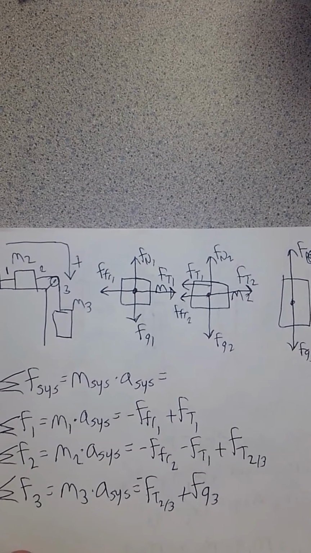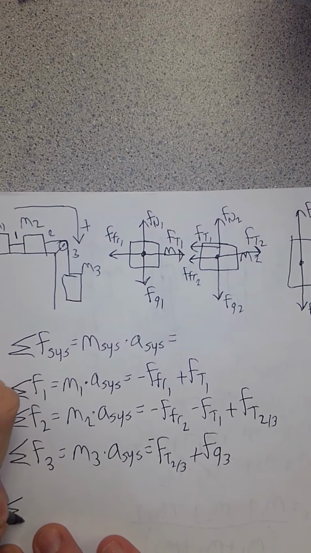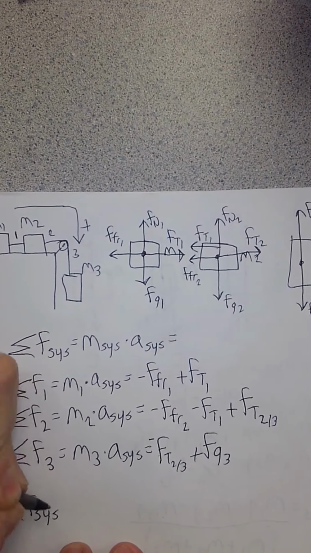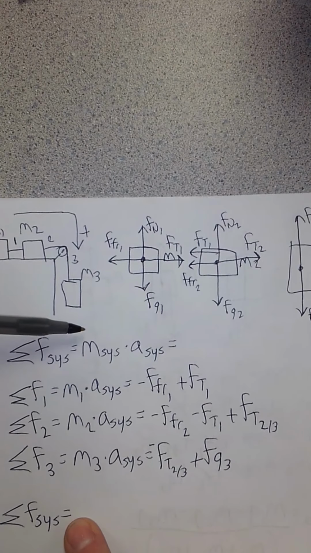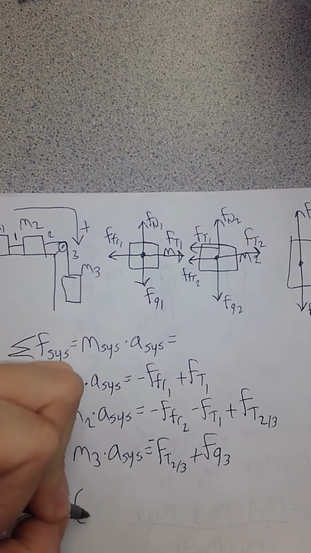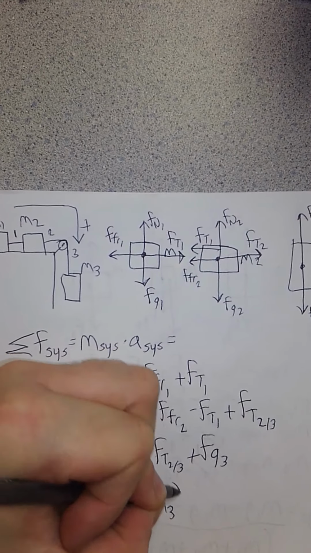So just like last time, we're going to cancel out those tensions because they are an internal force. They don't really matter. We just care about the external forces. So here is going to be my grand statement once everything has been kind of put together. Now, I'm going to go ahead and get rid of the mass of the system and call it what it really is, which is mass 1 plus mass 2 plus mass 3.